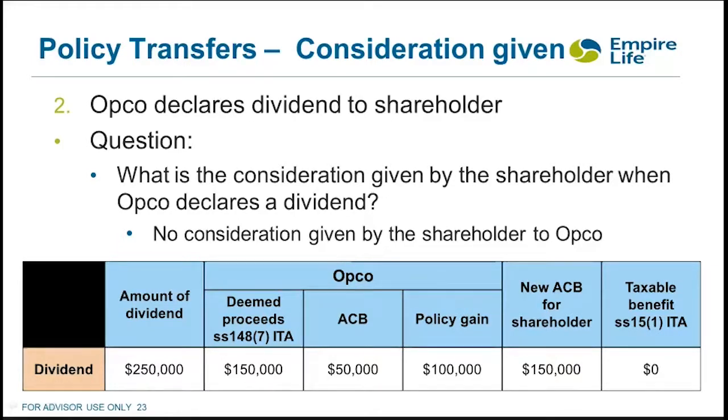The deemed proceeds are going to be the highest of the amount of cash surrender value, the value of the consideration, which we just determined was nil, and the adjusted cost basis of the policy. So we still have deemed proceeds of $150,000 versus the cost base of $50,000, resulting in the $100,000 policy gain. New ACB for the shareholder equals the deemed proceeds of $150,000. And now, of course, we've eliminated the taxable benefit by paying the policy out as a dividend.